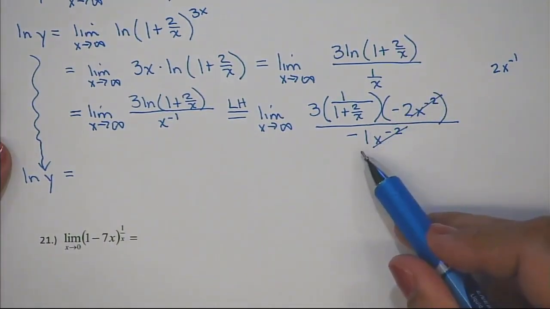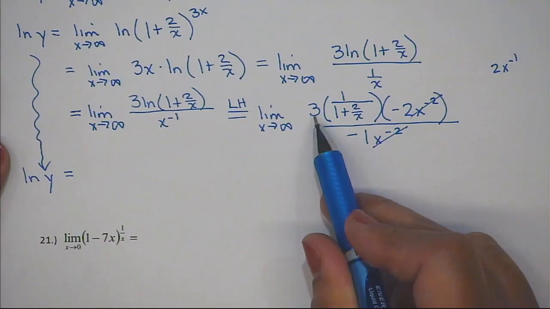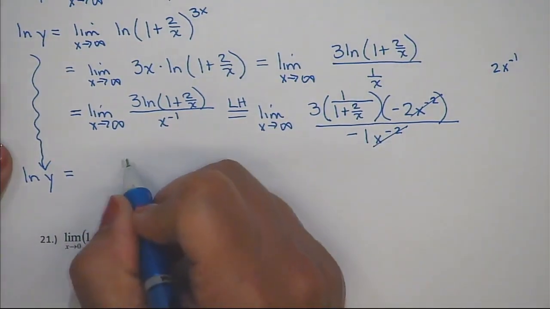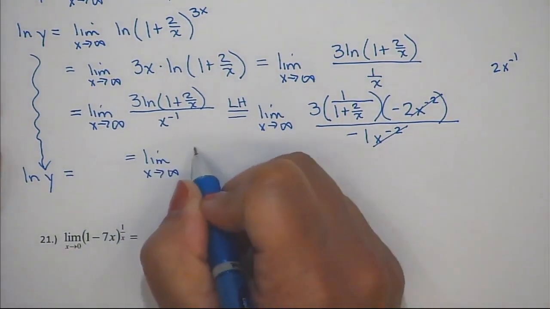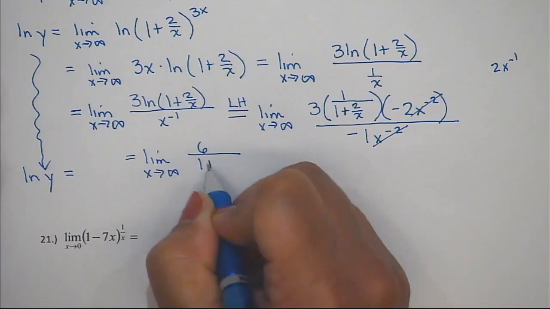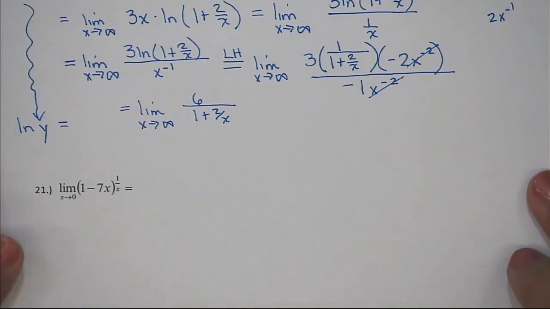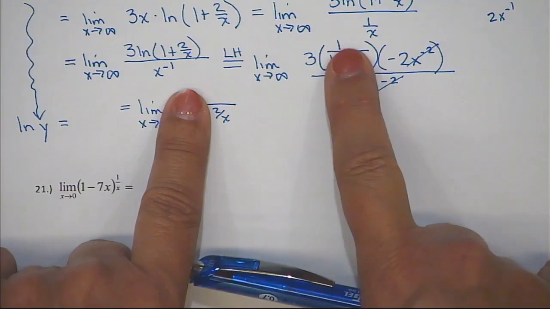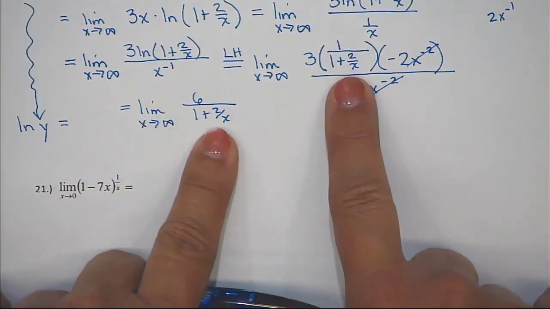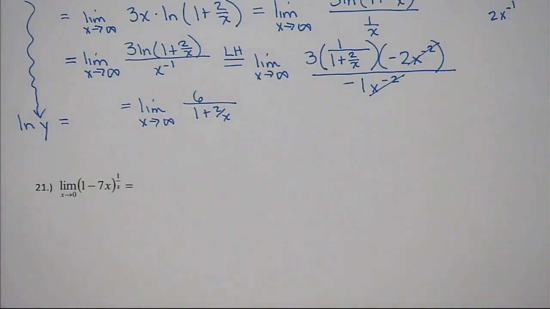You've got a negative divided by a negative, which is going to make that positive. And then you have 2 times 3, which is 6. So we have the limit as x goes to infinity of 6 over 1 plus 2 over x. That's not so bad. Okay, so I put the 3 times 2 is 6. That was in the numerator, and then this is still in the bottom. So 6 over 1 plus 2 over x, and x is going to infinity.